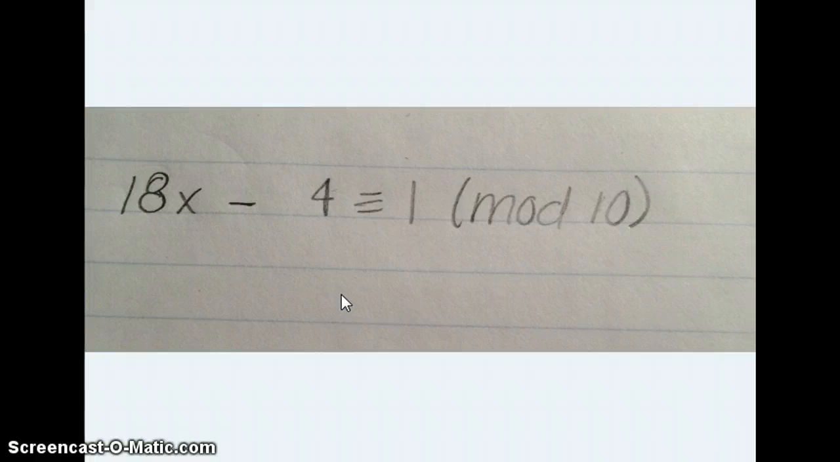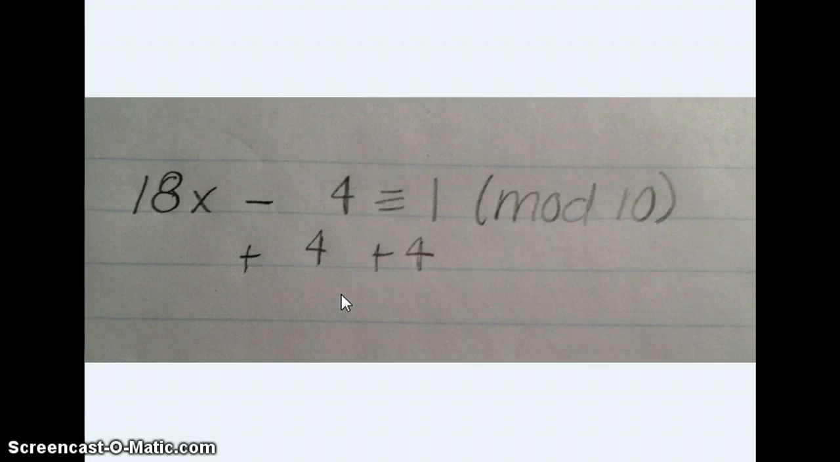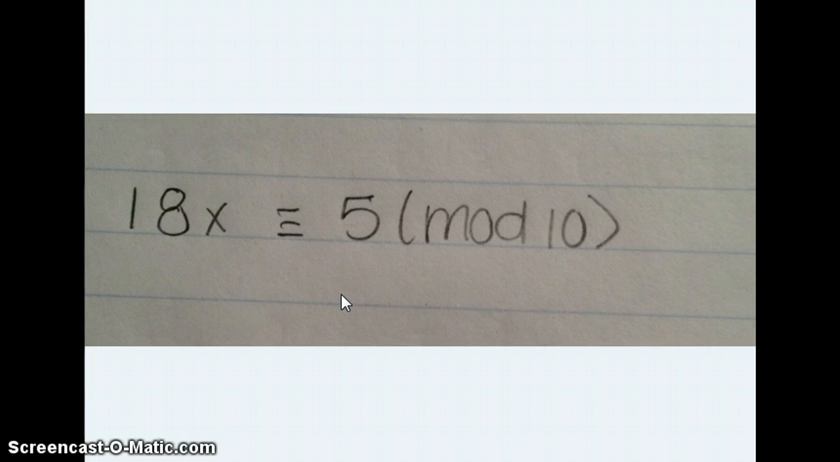Okay, so for the next problem, it is 18x minus 4 is congruent to 1 mod 10. I forgot to say this in the other video, but we can add 4 to both sides because they're both congruent. That's why we're able to do that. So we have 18x, and with the negative 4, we add 4 to get it to cancel out. So now we're going to have 18x is congruent to 5 mod 10.